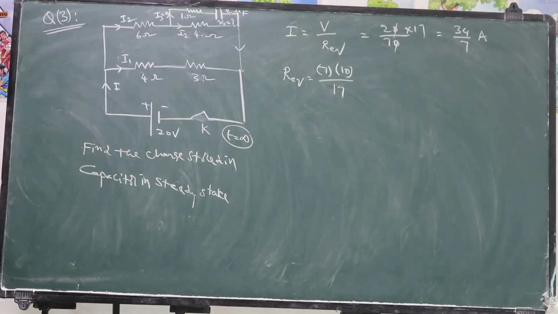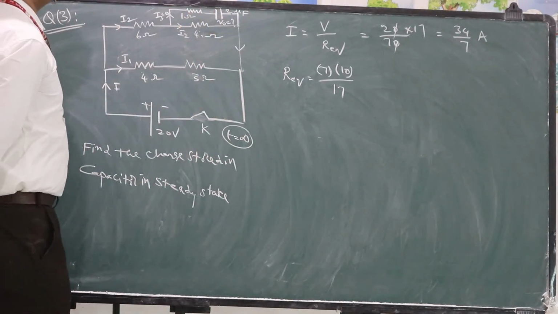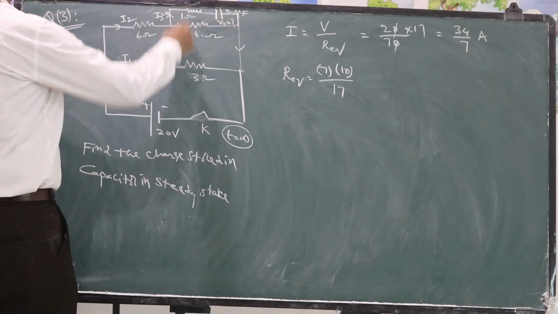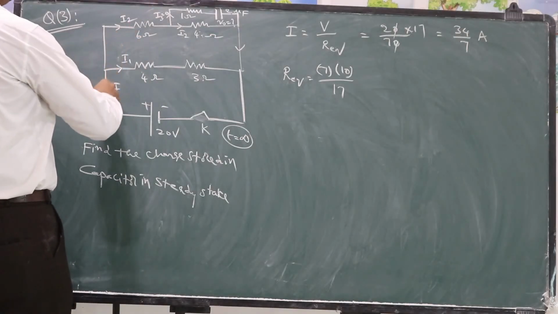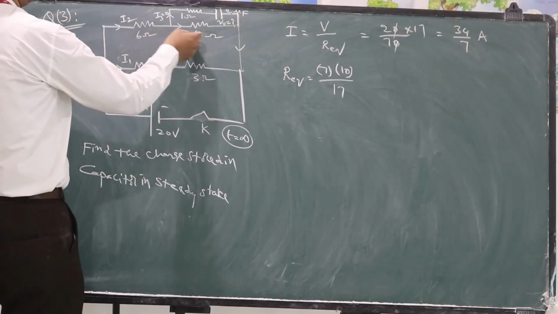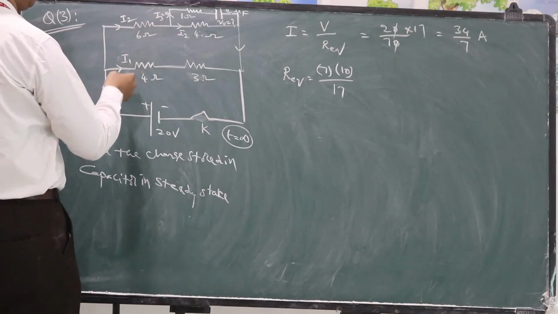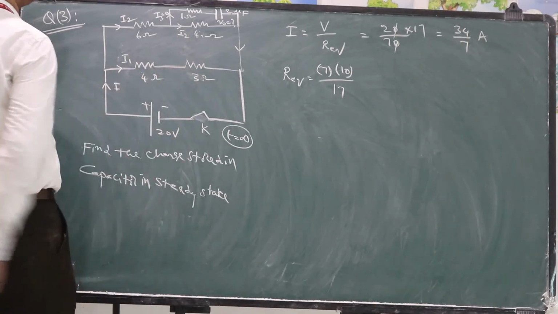Once again you see, when the capacitor is in steady state, no current passes through the branch containing the capacitor. Hence this 1 ohm resistor is inactive. So the entire current has to pass through the remaining circuit. 6 and 4 ohms together constitute 10 ohms. Through this 10 ohms, I2 is the current passing. Through this 7 ohms, I1 is the current passing.